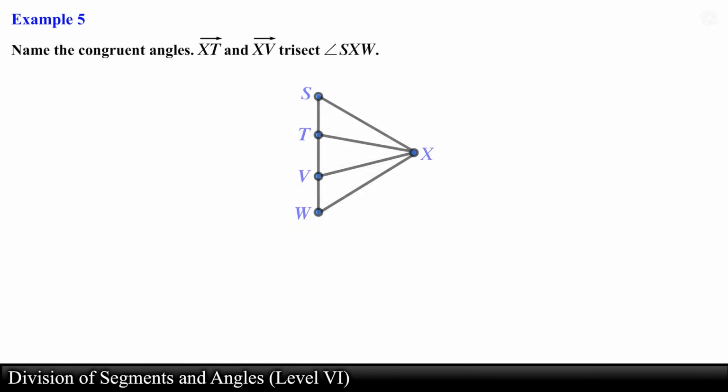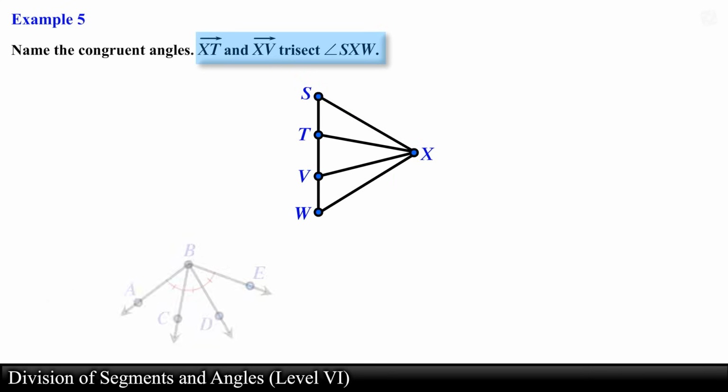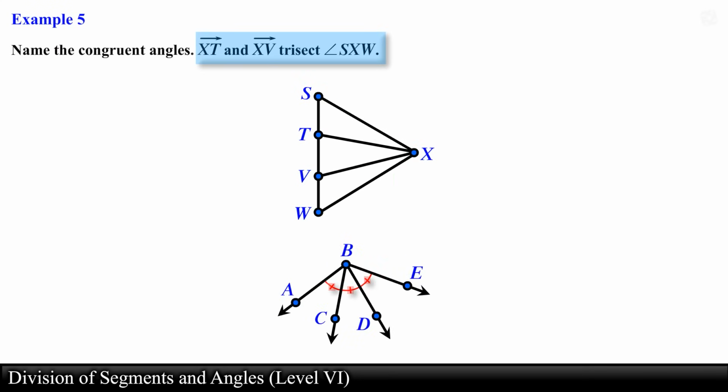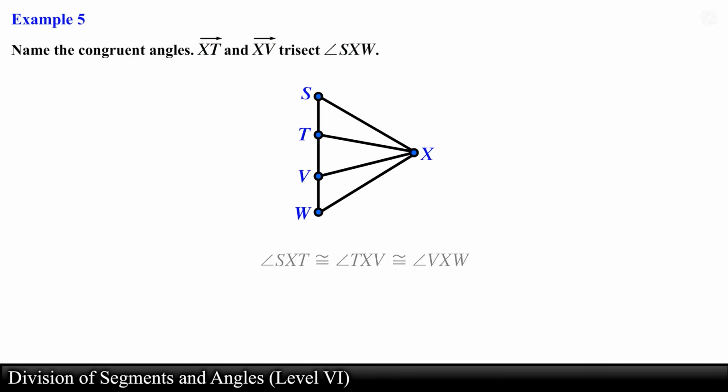Alright, let's try the next example. Name the congruent angles. Ray XT and ray XV trisect angle SXW. Similar to the previous problem, we are asked to determine which angles are congruent given that ray XT and ray XV trisect angle SXW. Recall that angle trisectors split an angle into three congruent angles. In this case, angle SXT is congruent to angle TXV, which is also congruent to angle VXW. And this is our final answer.